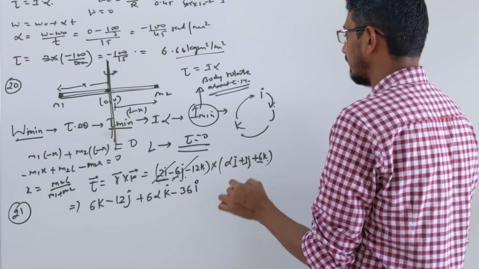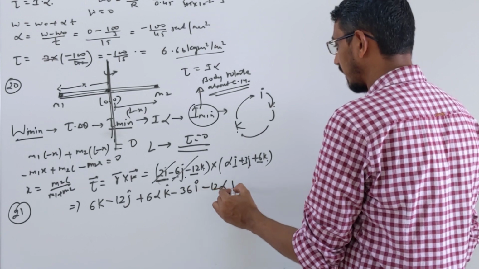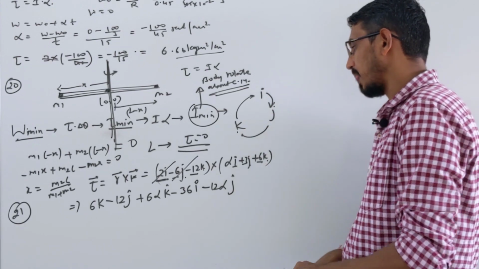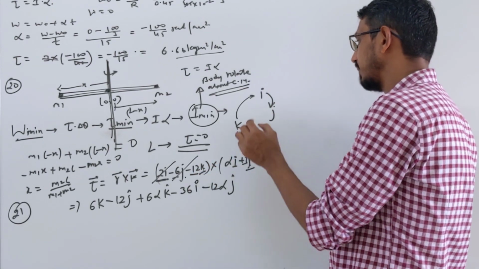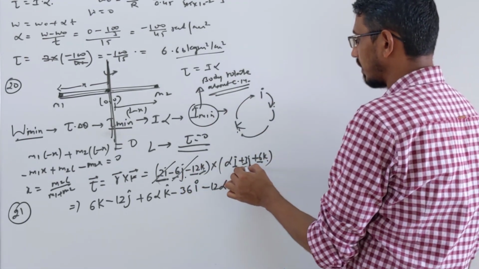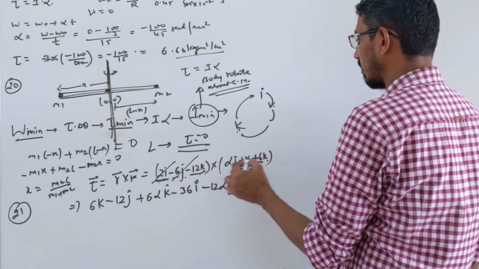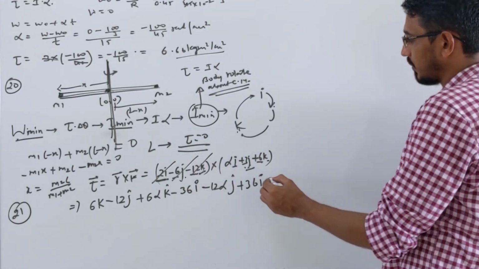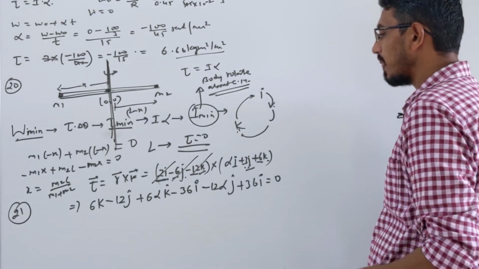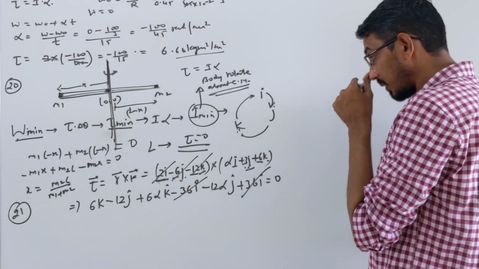Now k cross i is positive j, so minus 12 alpha j will come. Then k cross j, going in reverse, gives minus i. So look here, minus 12 and plus 3 gives a total of 36 i, and k cross k becomes 0, so this is also done. All of this we have to make 0, because we are saying net torque is 0 to conserve angular momentum. This positive 36 and negative 36 get cancelled.